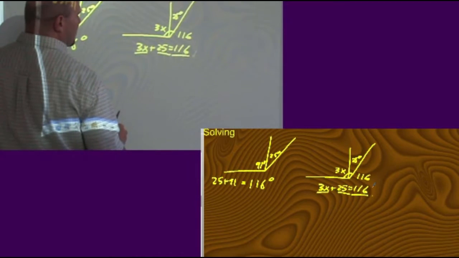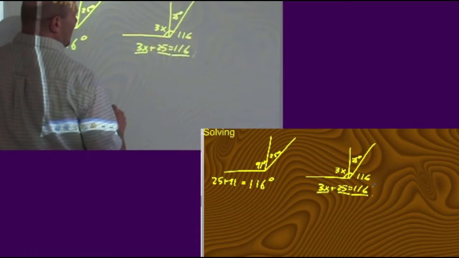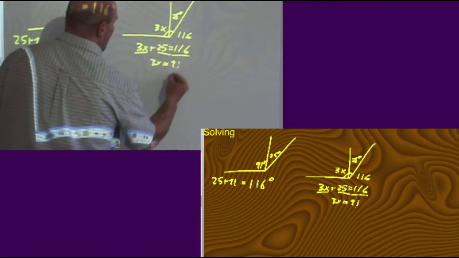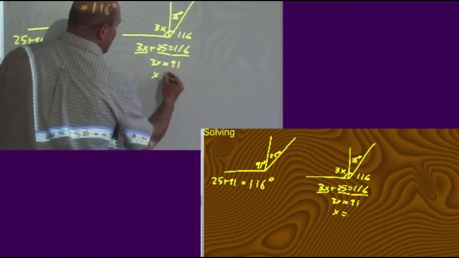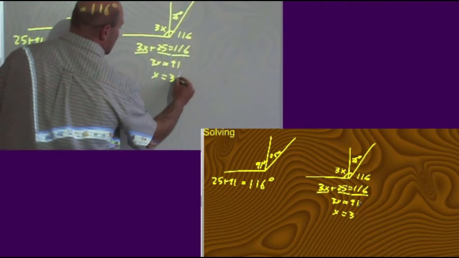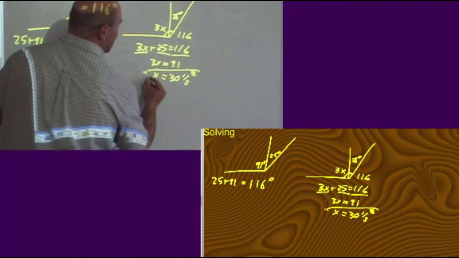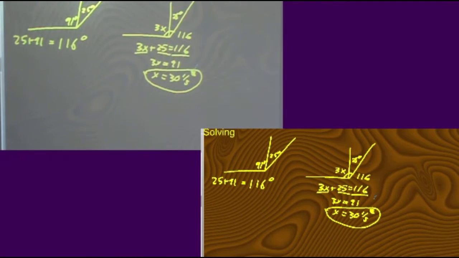Subtract 25 from both sides, and then divide both sides by 3. So this would be 3x is equal to 91. So x is equal to, 3 goes into 9 3 times, 30 and 1/3. And not necessarily degrees. That's what x is. And again, then make sure you be able to answer the question.